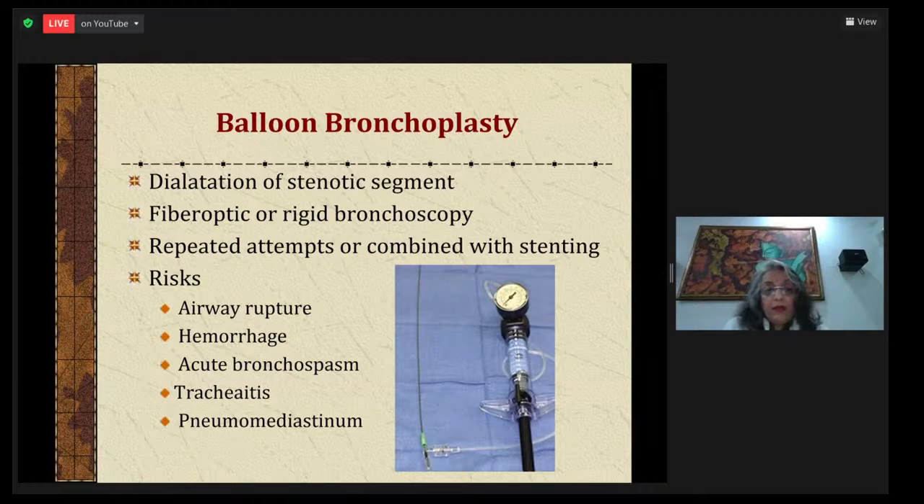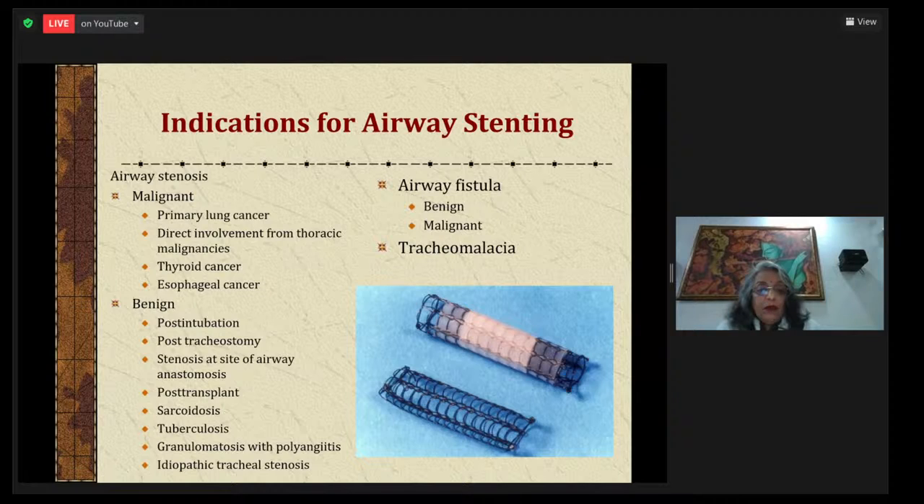The risks are airway rupture, especially if the airway has previously received any chemotherapy, hemorrhage, acute bronchospasm, tracheitis, and pneumomediastinum if there is injury to the airway. Airway stenting is used for airway stenosis, and the indications could be either malignant or benign, or even the presence of airway fistulas. Malignant causes could be primary lung cancer, thyroid cancer, post-lung transplant, tuberculosis, and granulomatosis.